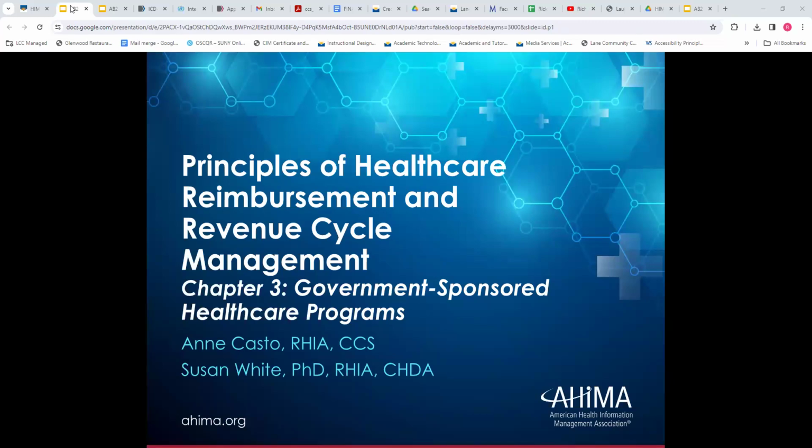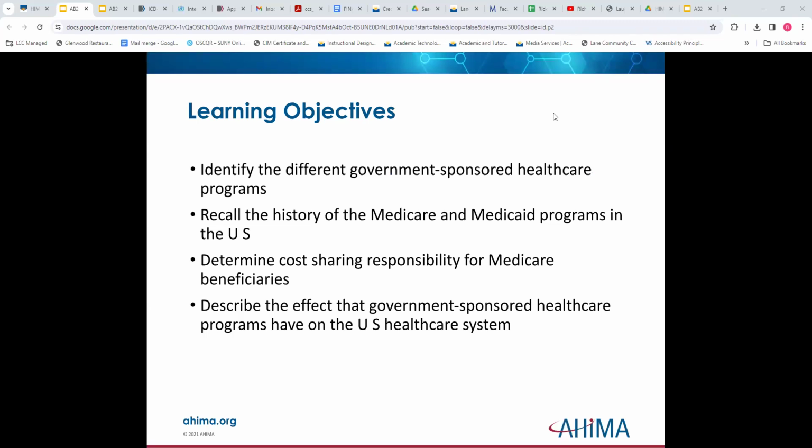So, when we talk about government-sponsored healthcare programs, we're talking about things such as Medicare and Medicaid, particularly as it relates here in the United States. We'll be discussing the different government-sponsored healthcare programs. We'll talk about the history of Medicare and Medicaid programs here in the US, going back to 1965. We'll talk about cost-sharing responsibility for Medicare. And we'll talk about the effect that government-sponsored healthcare has on the US health system, which is substantial.